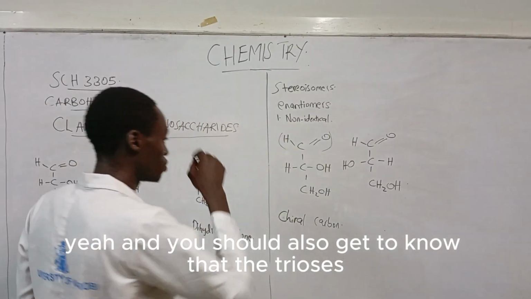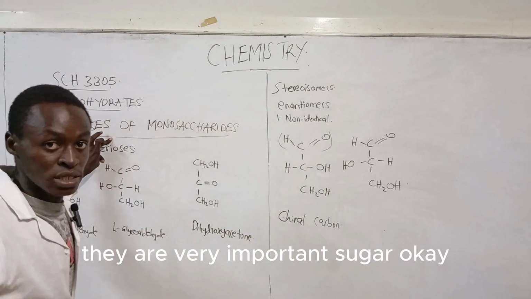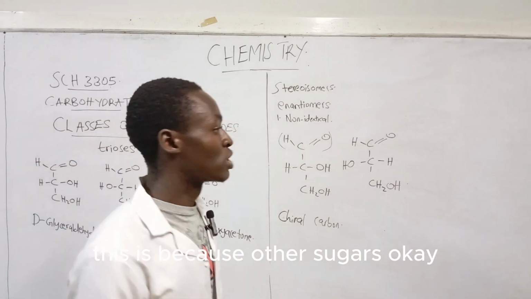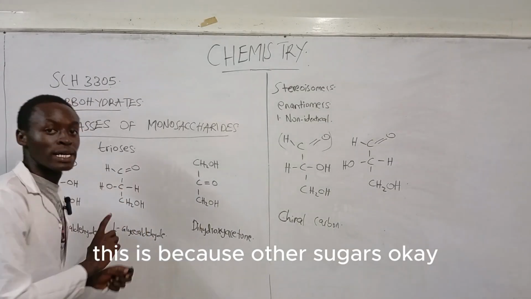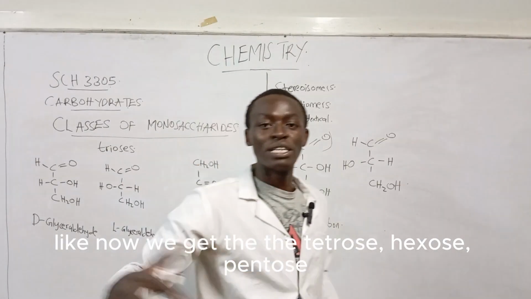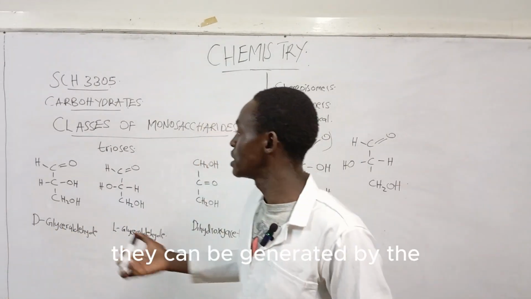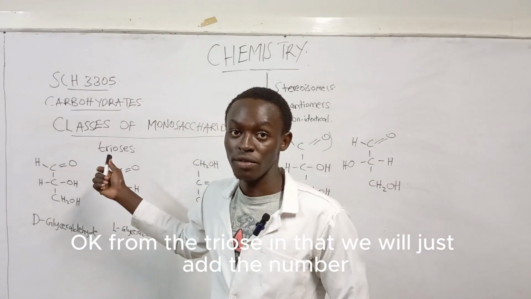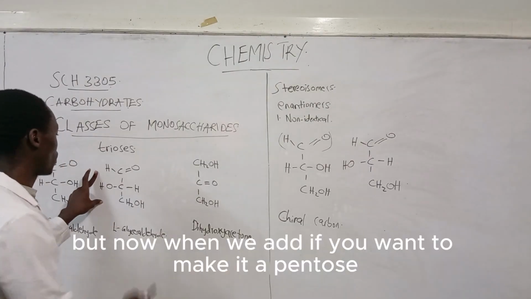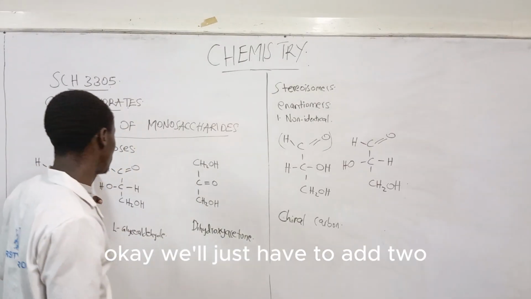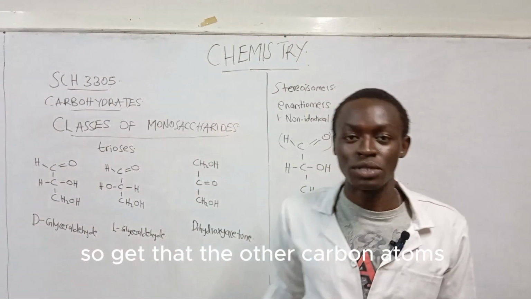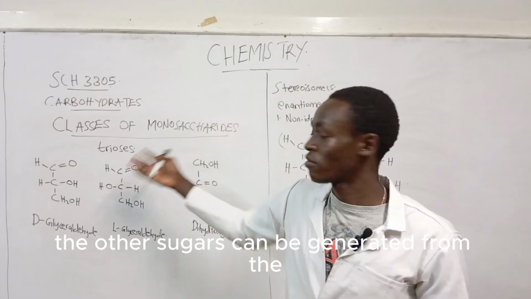You should also note that the trioses are very important sugars. This is because other sugars, like the tetrose, the pentose, and the hexose, can be generated from the trioses, in that you just add to the number of carbon atoms as we go downwards. The triose has 3, but if you want to make a pentose, we just add 2, so it will have 5 carbon atoms. So the other sugars can be generated from the trioses.